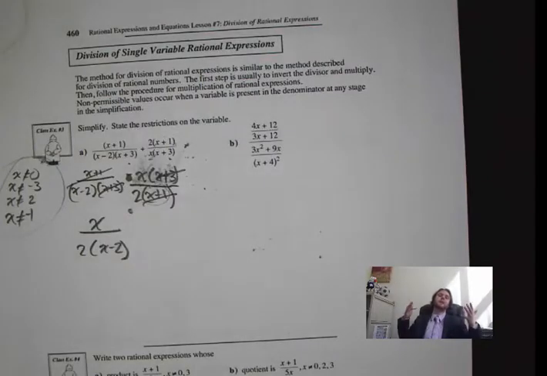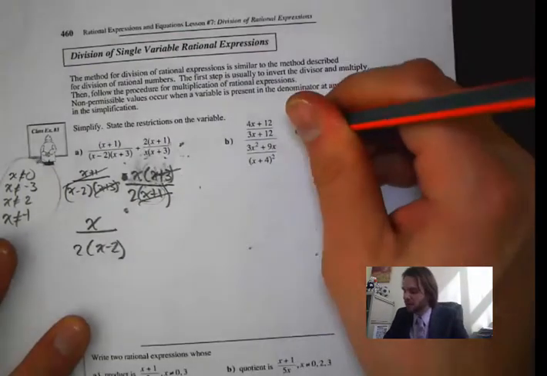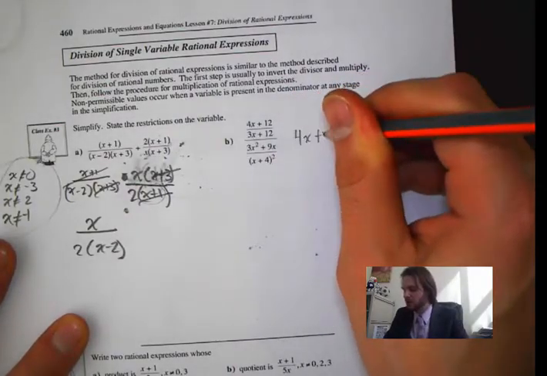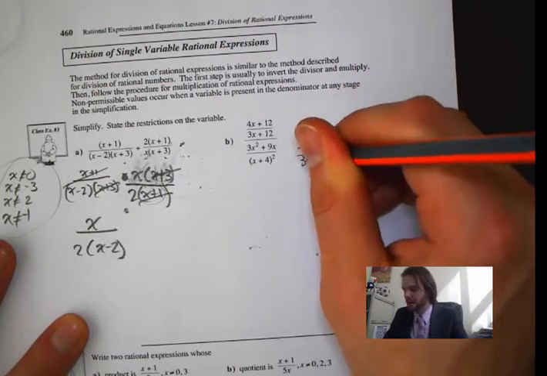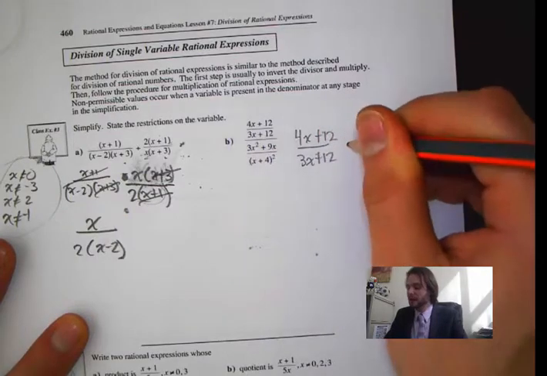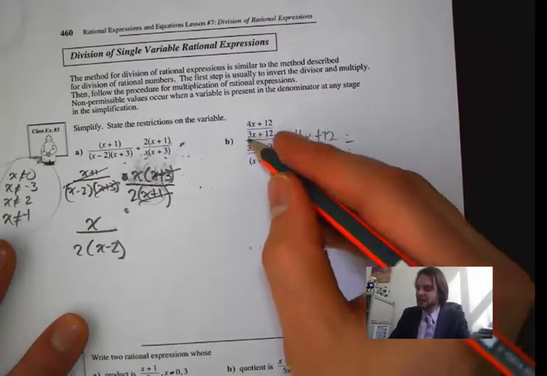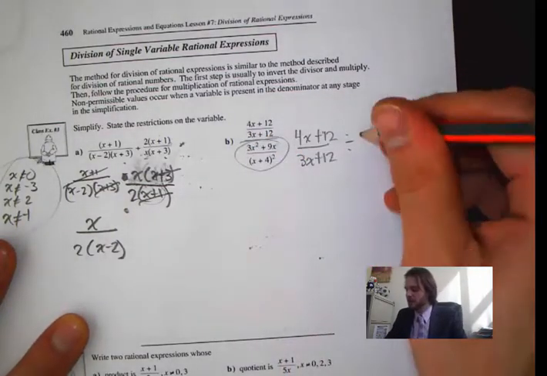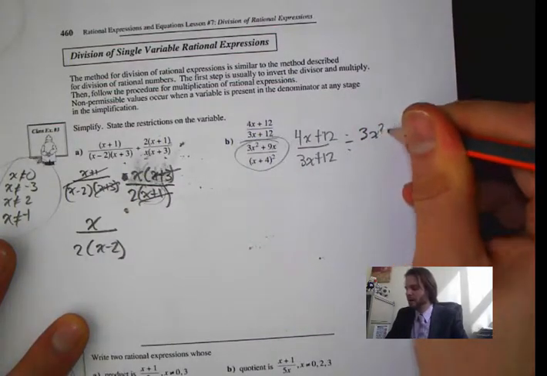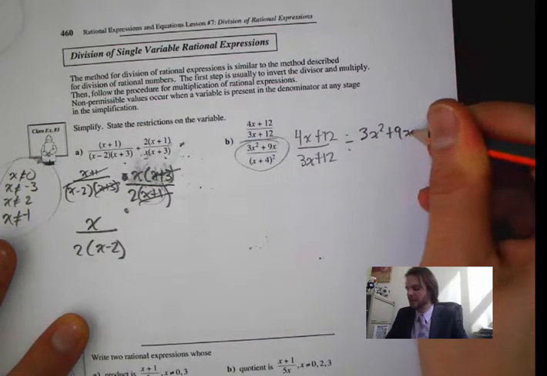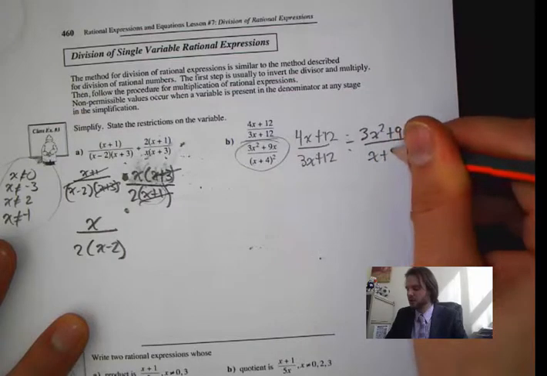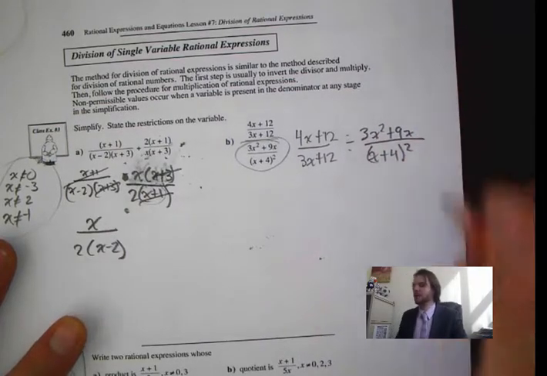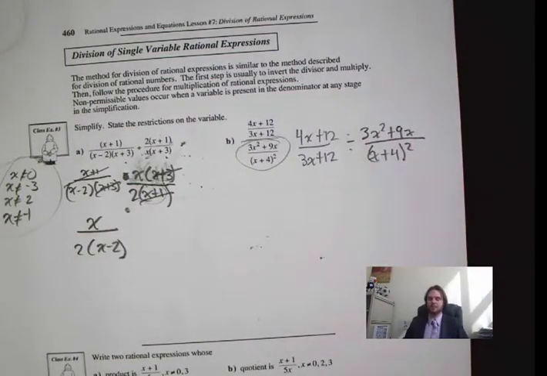Whoa, that looks messy, doesn't it? I don't like things written like that, so I'm going to change it. So I'm going to have 4x plus 12 all over 3x plus 12. And I'm going to put it like this, divided by, because it's really being divided by all of this, 3x squared plus 9x all over x plus 4 squared. Oh, that looks a lot better, doesn't it?